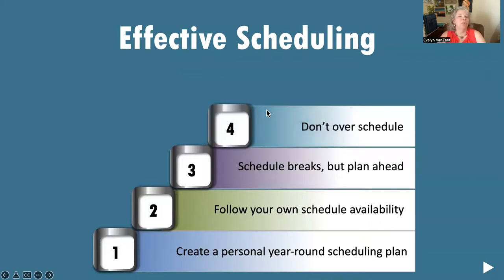The fourth thing I want to talk about is don't overschedule yourself. And don't overschedule your classes. Now, this is part of visibility. And we talked about it a little bit when we were talking about those effective class descriptions, but you need to be visible on the platform, and you want your classes to fill up.